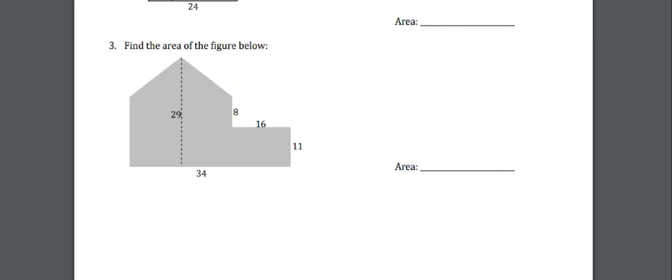Alright, problem number 3, we've got to find the area of this, and it's a weird looking shape. So what I would do is start breaking this into shapes that we know. I can draw a line here, and this is a rectangle. Well, we know the area of a rectangle is base times height, which is just 16 times 11, which is going to give us 176. So this box is 176.